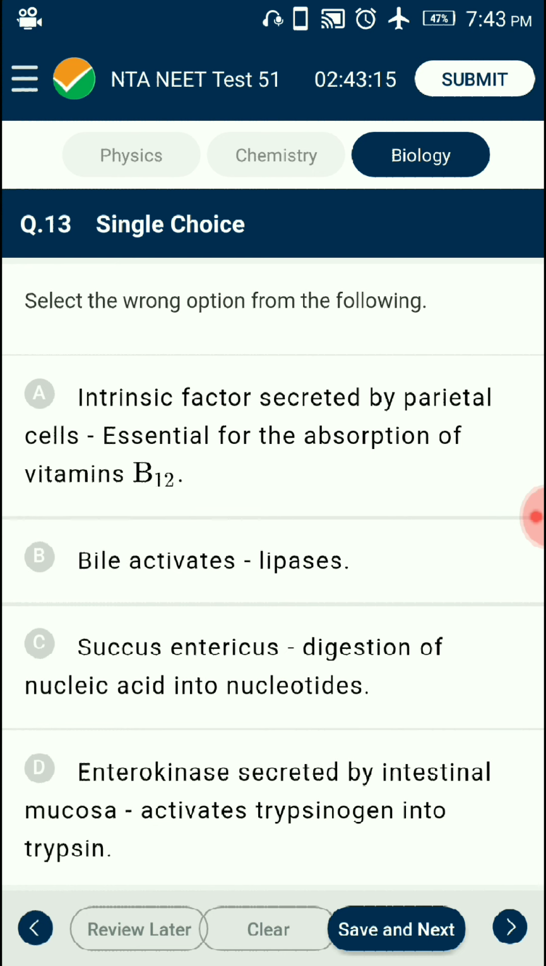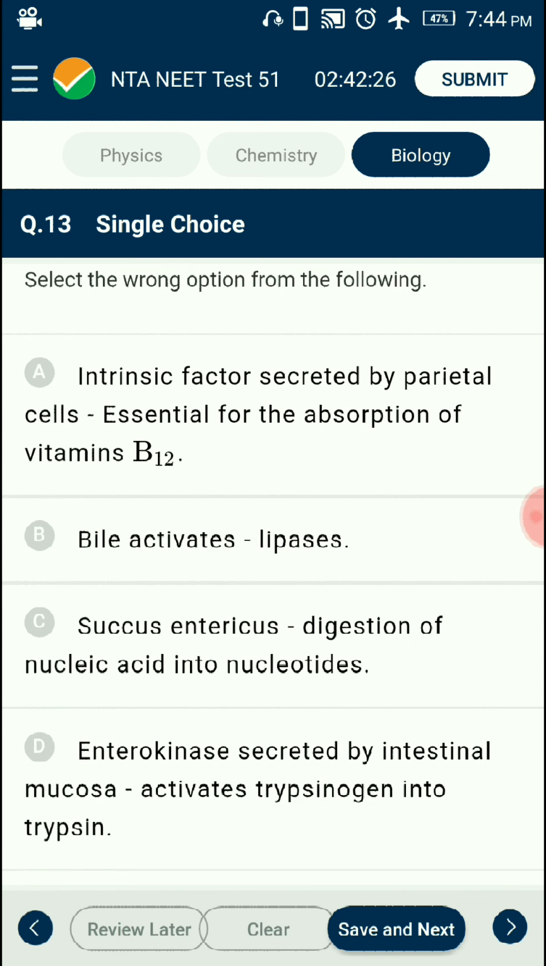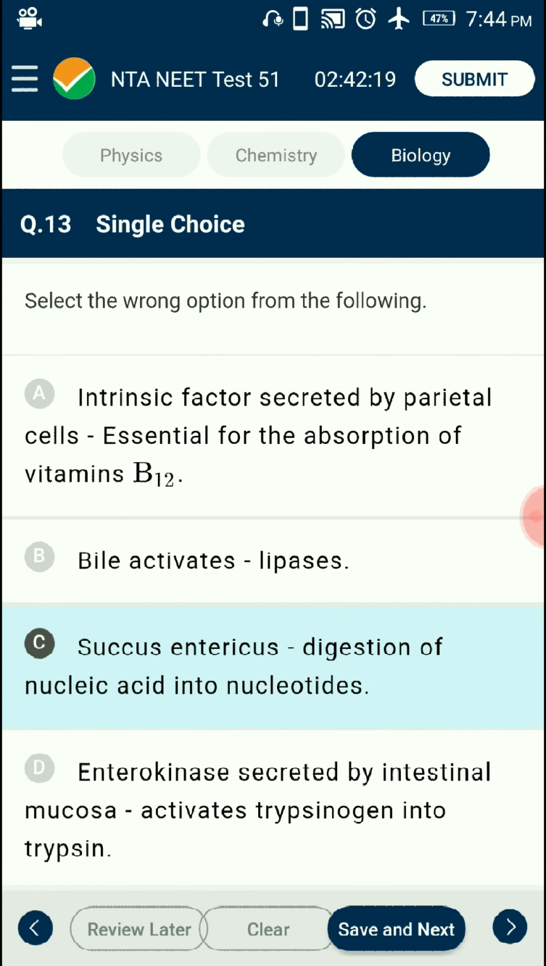Question number 13. Select the wrong option from the following. Here four options are given. Succus entericus is the name of the intestinal juice secreted by the mucosal epithelium of the small intestine. This juice has various enzymes like lipases, dipeptidases and nucleosidases. Nucleases that break the nucleic acid into nucleotides are found in the pancreatic juice secreted by the pancreas. So the answer is option C. Succus entericus, digestion of nucleic acid into nucleotides. So that is the wrong option from the given four options.